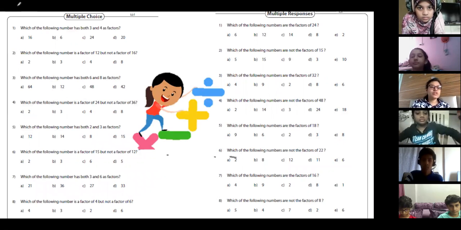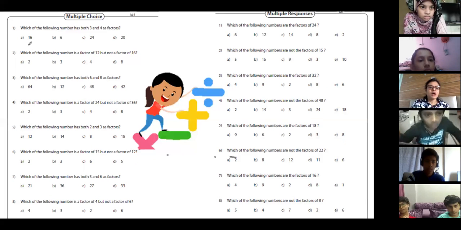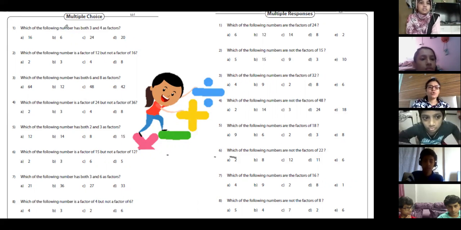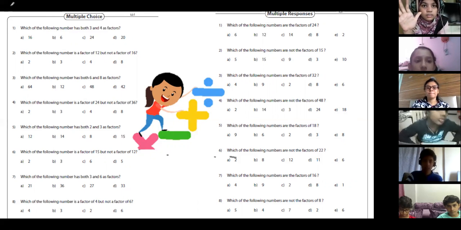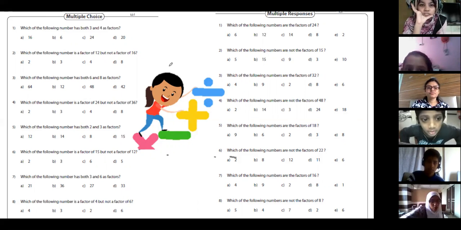Suppose the question is asked, which of the following numbers has both 3 and 4 as factors? Munib, tell me. Out of 16, 6, 24 and 21, which answer is correct? So which number has got 3 and 4 both as factors? Yes, ma'am, 24.